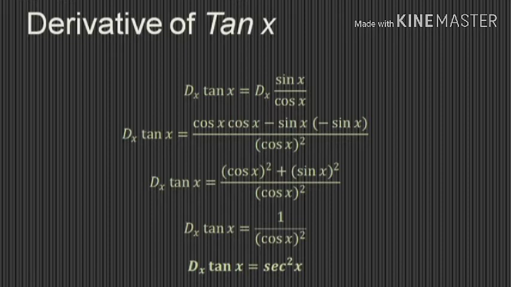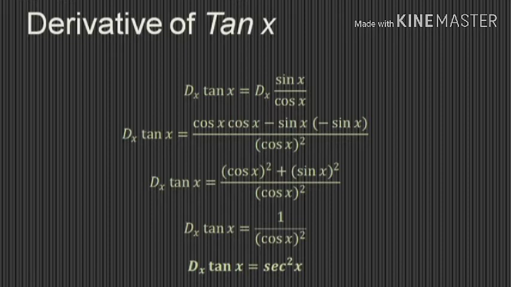The derivative of tangent x is equal to the derivative of sine x over cosine x. By using the quotient rule of derivatives, the derivative of the function u over v is equal to (u prime v minus u v prime) all over v squared. Let's use it. The derivative of tangent x is equal to: the derivative of sine x, which is cosine x, times cosine x, minus sine x times the derivative of cosine x, which is negative sine x, all over cosine squared x.